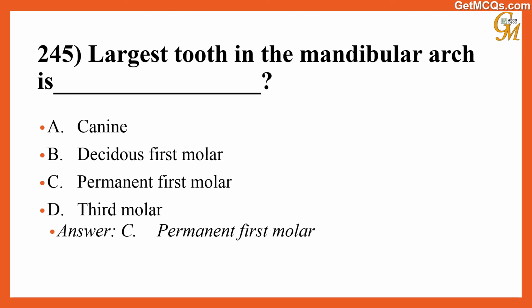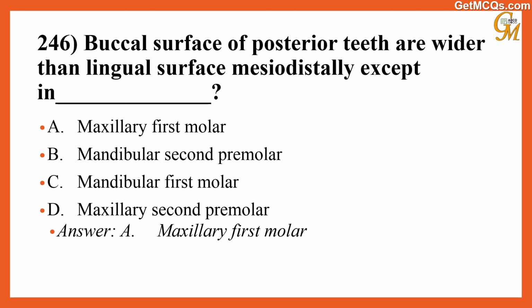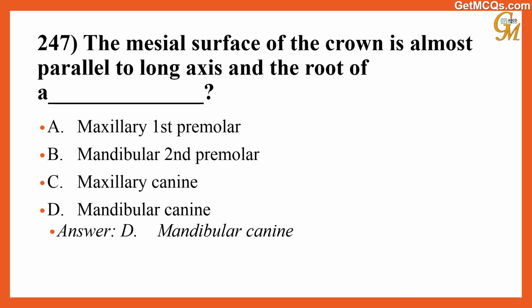245. Largest tooth in the mandibular arch is? Answer: C. Permanent first molar. 246. Buccal surface of posterior teeth are wider than lingual surface mesiodistally except in? Answer: A. Maxillary first molar. 247. The mesial surface of the crown is almost parallel to the long axis of the root in? Answer: D. Mandibular canine.